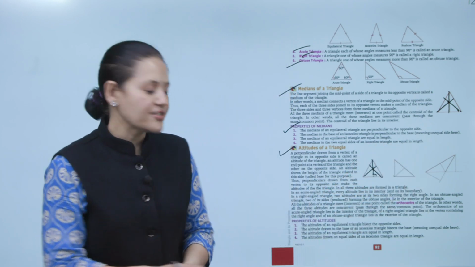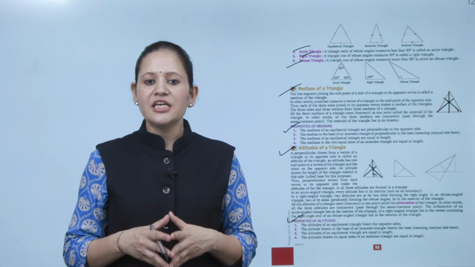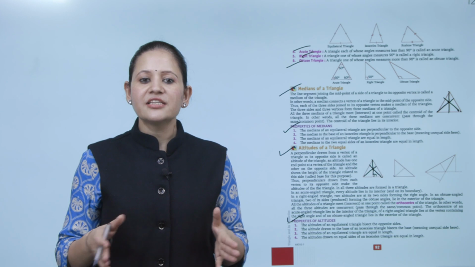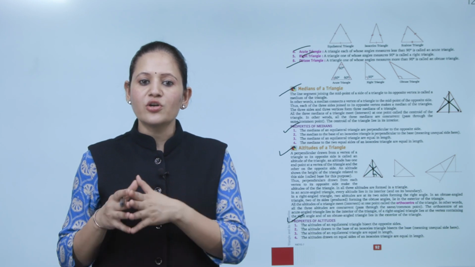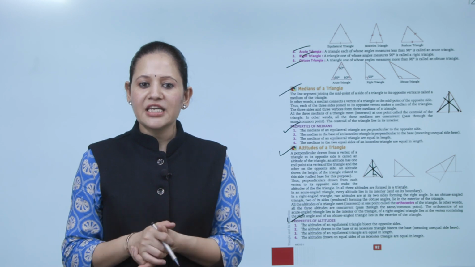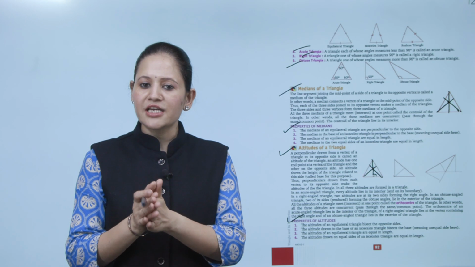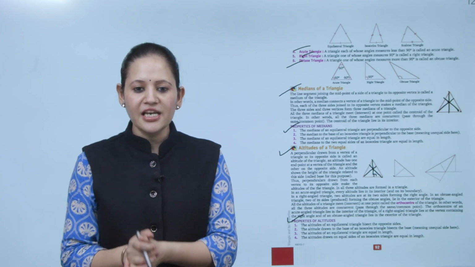Next is properties of altitude. The altitude of the equilateral triangle bisects the opposite side. The altitude drawn to the base of an isosceles triangle bisects the base. The altitudes of an equilateral triangle are equal in length. The altitudes drawn from the equal sides of an isosceles triangle are equal in length.